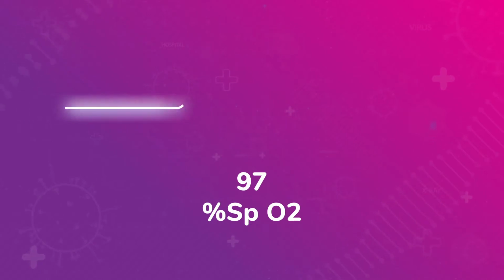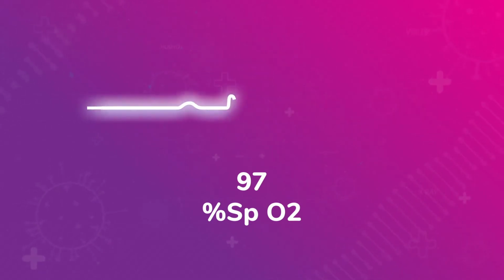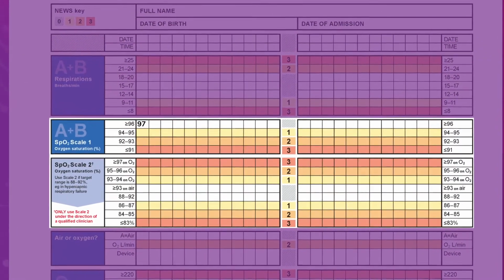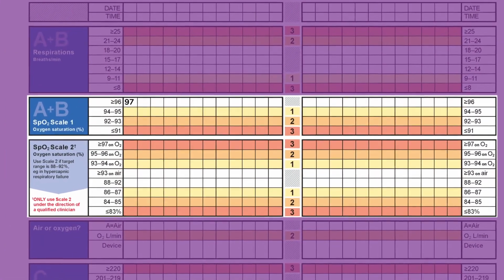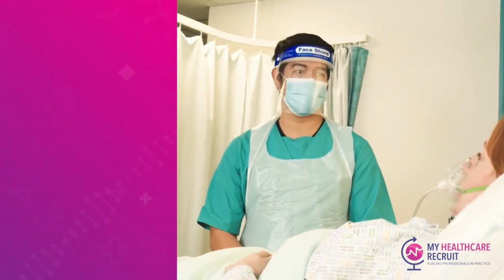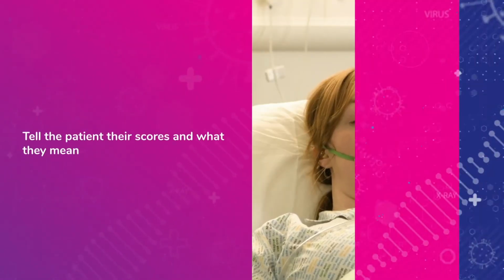In this scenario, the oxygen saturation level is normal, so we will write the score in the white box in Scale 1. Don't forget to advise your patient of the result. Okay, Mona, I already got your oxygen saturations. It's at 97%, which is normal.